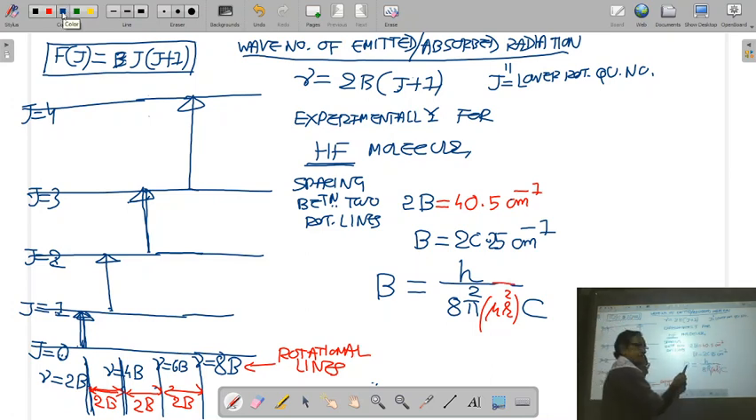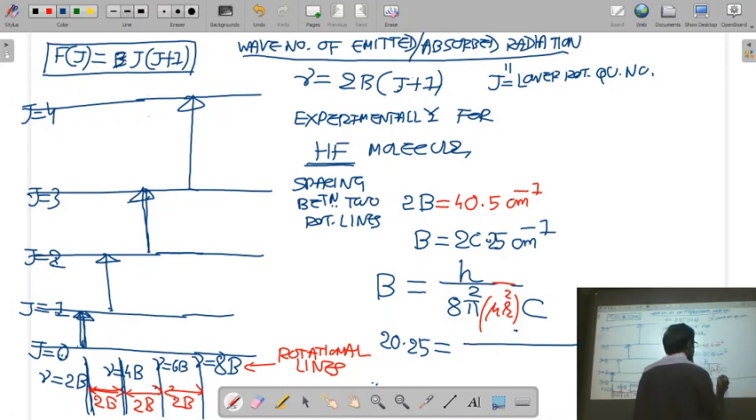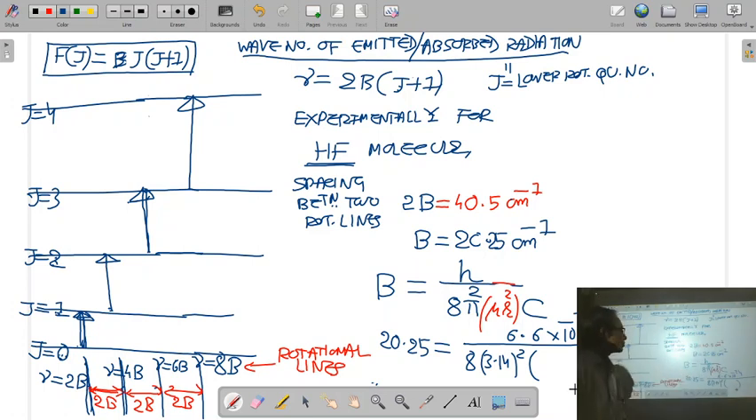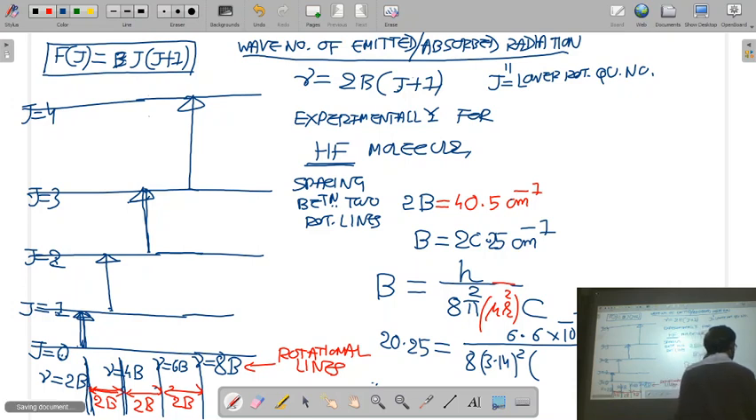Now you know the value of B from the spacing between rotational lines. From the spacing between rotational lines, the value of B comes out to be 20.25 centimeter inverse. The value of h you know, 6.6 into 10 to the minus 34, 8 pi, 3.14 squared. Okay, I do not remember the reduced mass of the HF molecule. You can get it from the table. The reduced mass of the HF molecule is substituted, r square as it is, and c is 3 into 10 to the 8 meter per second.